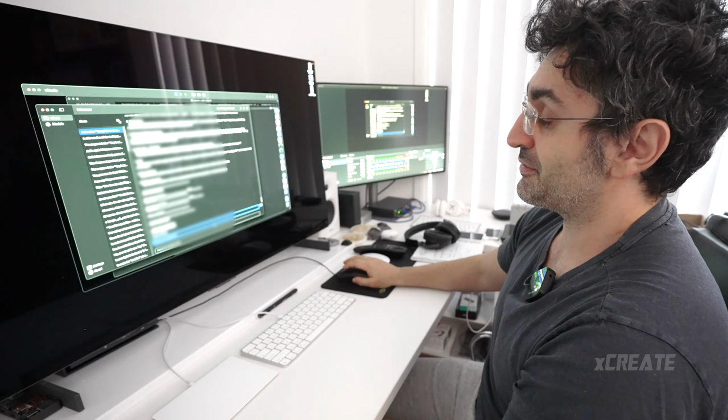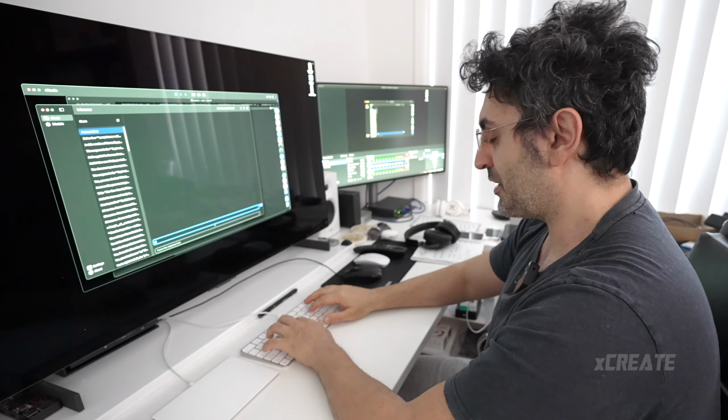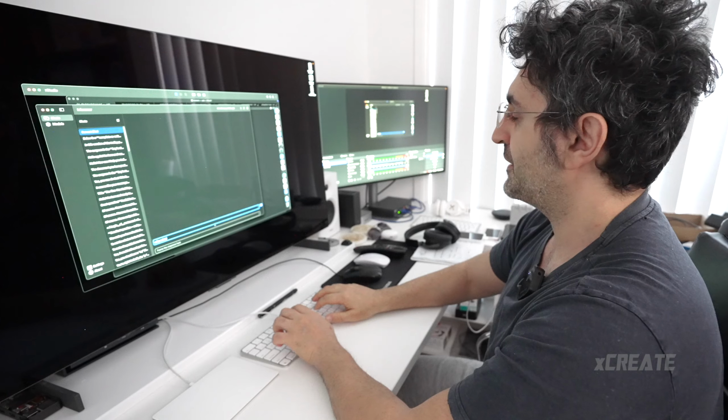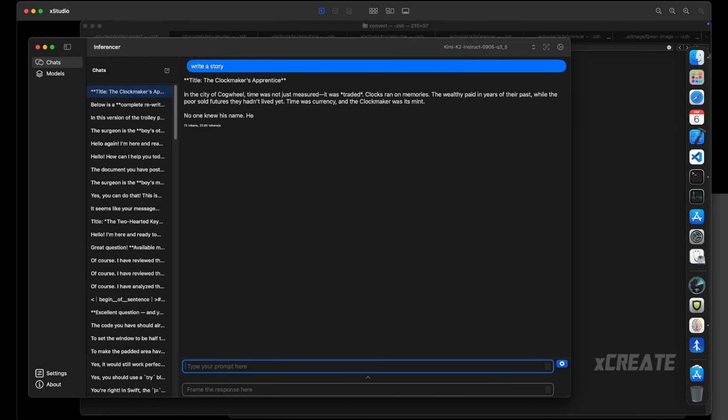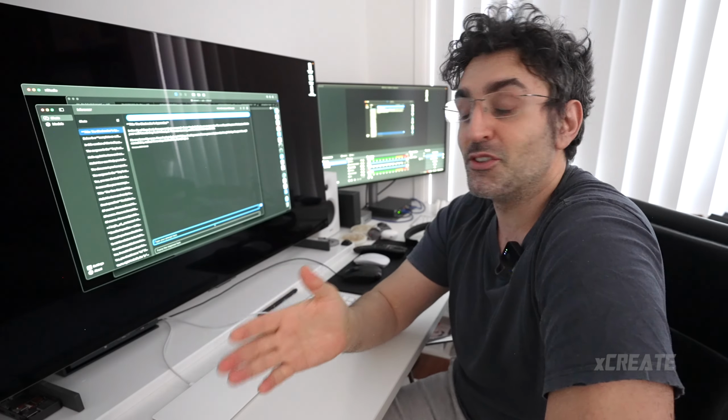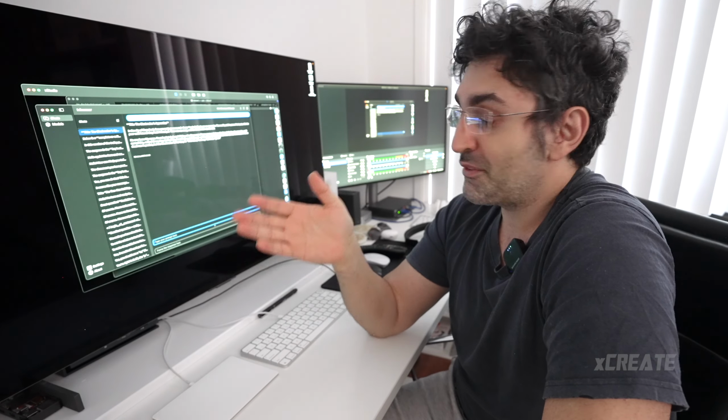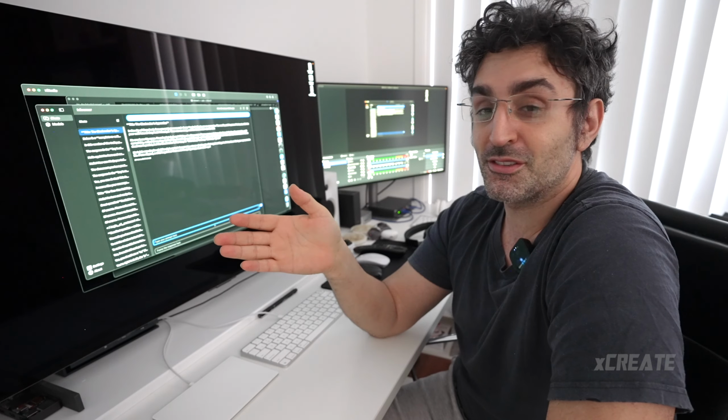Let's now do a different test. Let's do a write a story. Write a story. Just random. Let's just see what it comes up with. Boom, straight away. The Clockmaker's Apprentice. I swear every single model seems to write a story. If you give it the prompt, write a story, it's all about clocks. They're all about that.